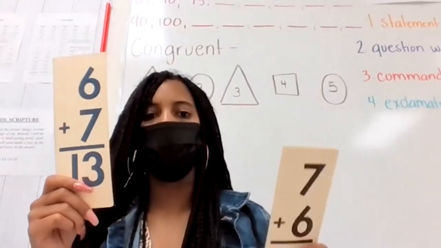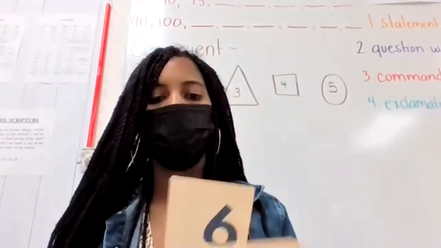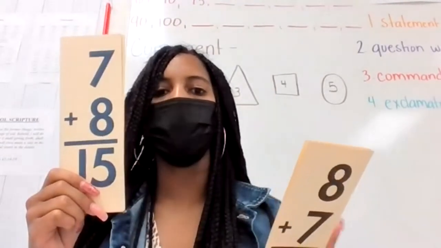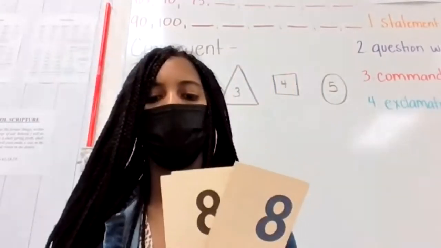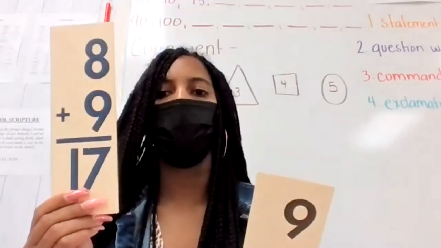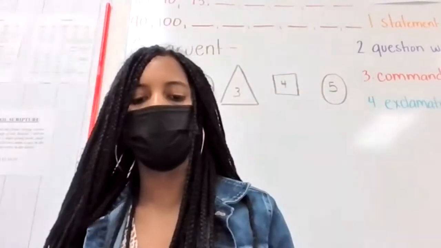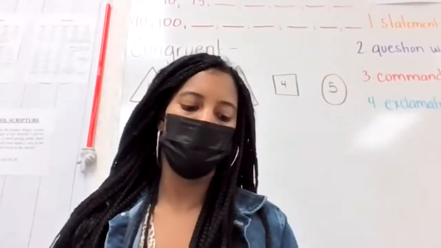I have 6 + 7 = 13, so 7 + 6 = 13. 7 + 8 = 15, 8 + 7 = 15. I have 8 + 9 = 17, 9 + 8 = 17. Good. So just don't forget that it's the same exact fact. It's just a twin.